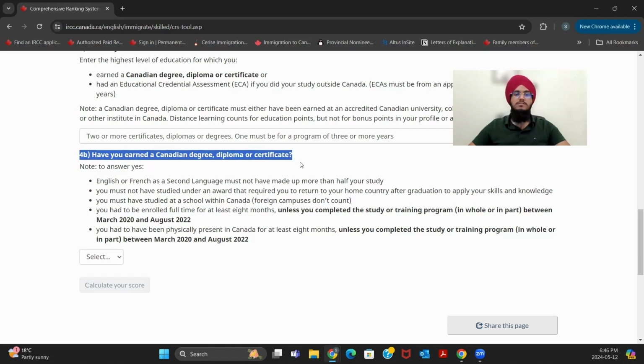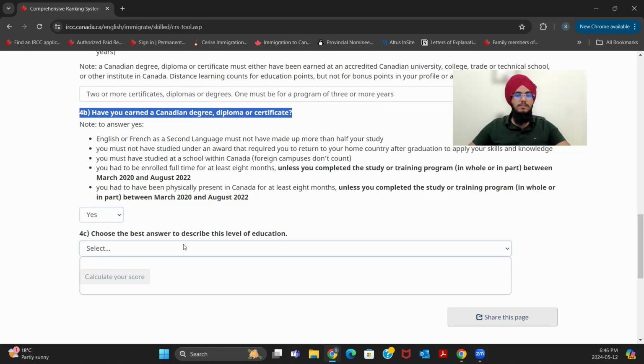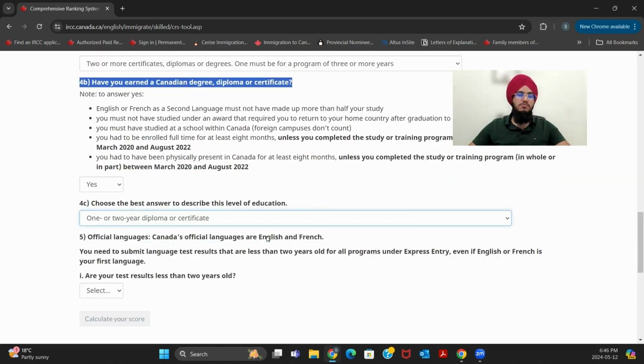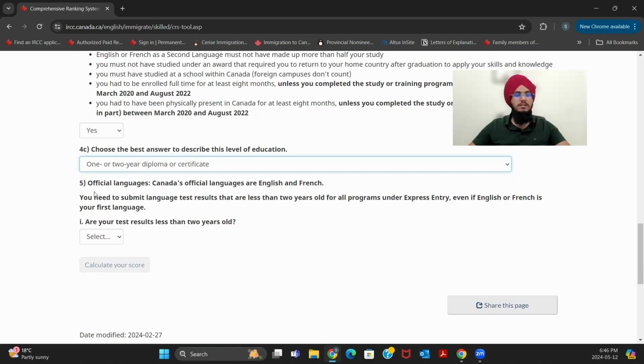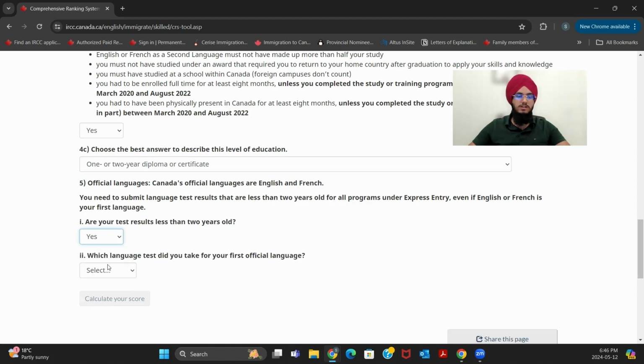And this is asking us your Canadian education, the highest level for Canadian education you guys have. So we're gonna pick 2-year diploma for now because this is the most common option for many international students. And this is straightforward as well. The only test results that are claimable in express entry is you should be less than 2 years old. So we're gonna say yes for now.